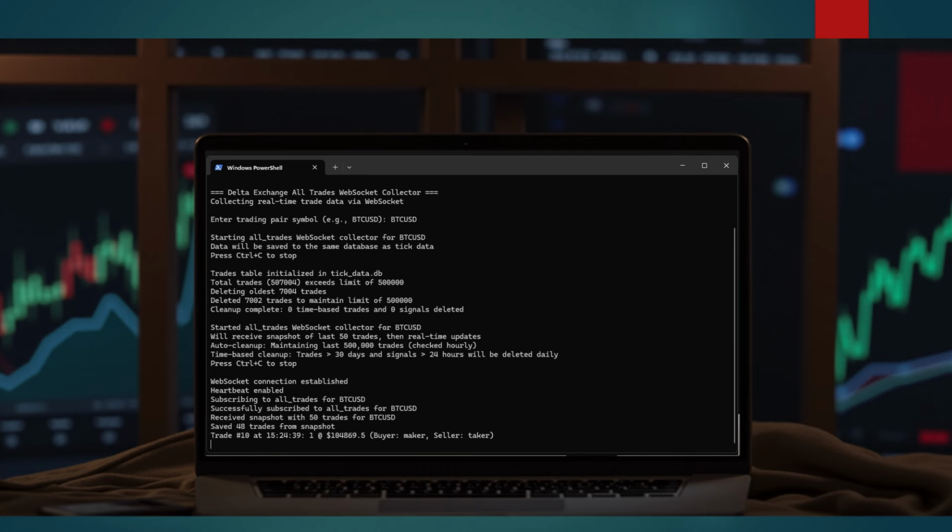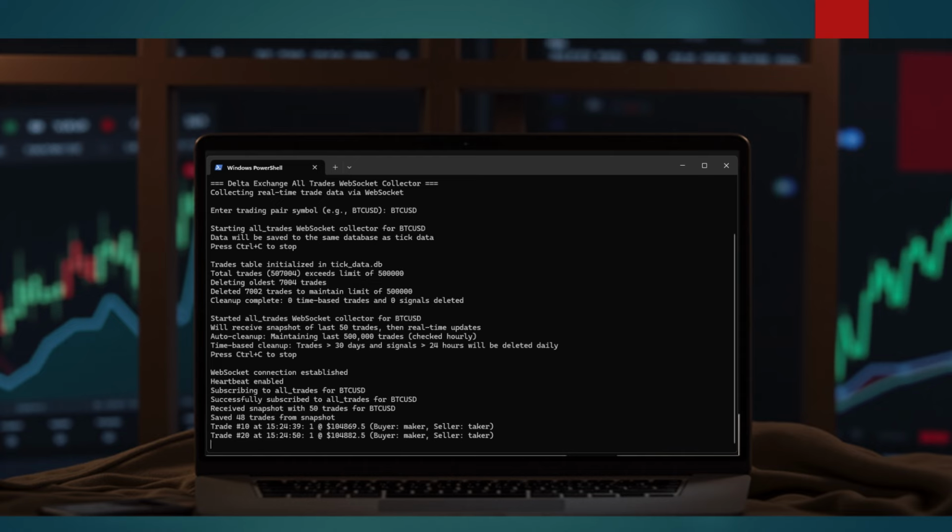I will provide the Python code to connect and retrieve data from Delta Exchange along with our main app source code. You will get the Python file and you just have to set up your own API key and API secret in a .environment file and you are ready to go.